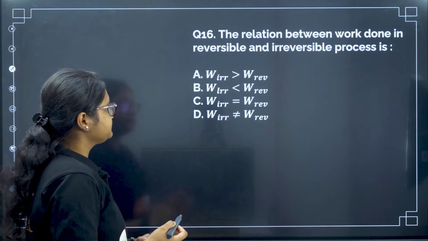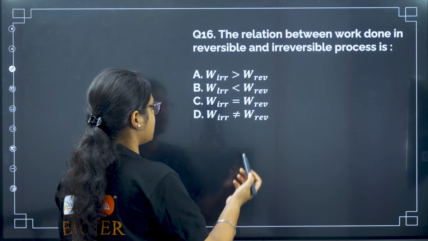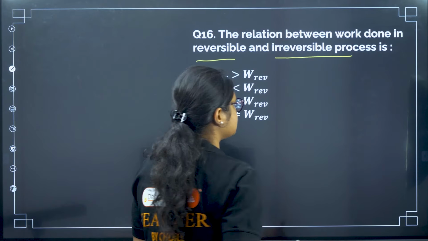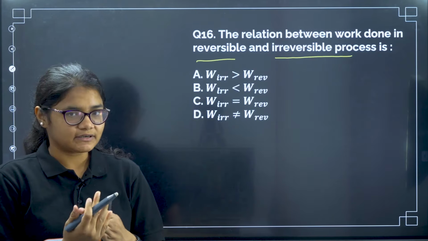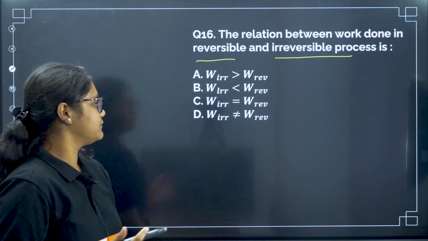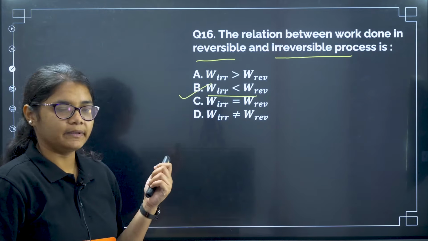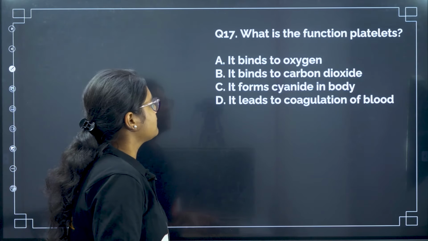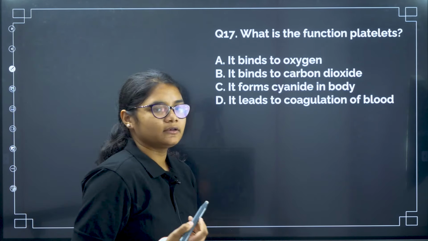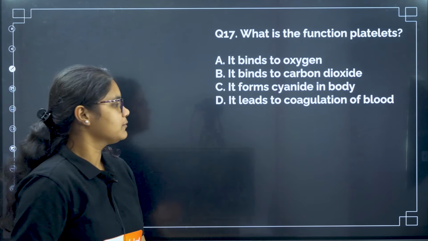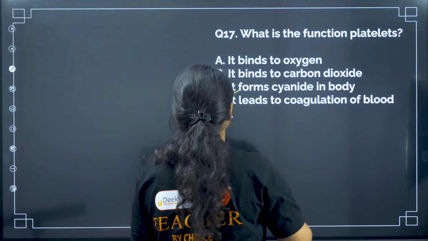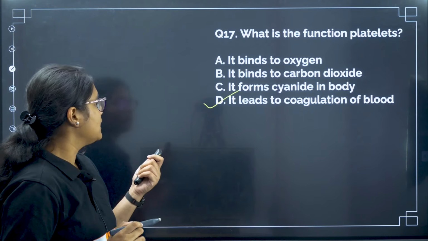Next question. The relation between work done in reversible and irreversible processes. Work done in reversible is always greater than work done in irreversible process. So the correct answer for this question will be option number B. Next, what is the function of platelet? This is again from biomolecules. It helps in coagulation of the blood. So correct answer for this question is option number D.